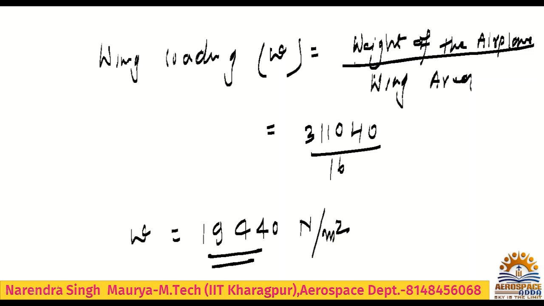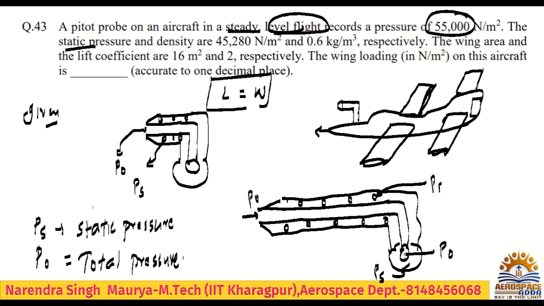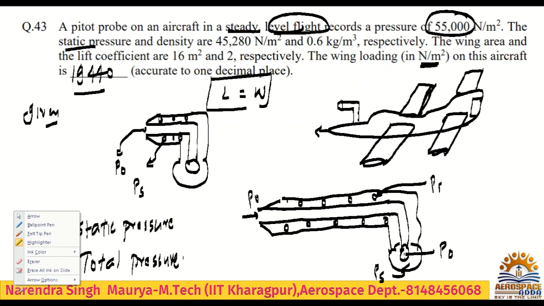Wing loading denoted by small w. This is the answer. I think it is fill in the blank. So here you can write 19440, Newton per meter square unit is already given, so you fill the data only, that's all. So this is the answer. I hope it is clear now.